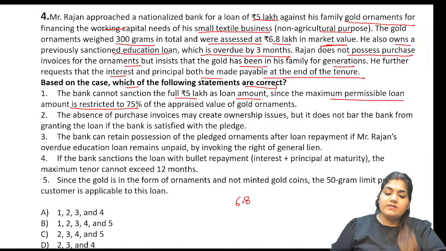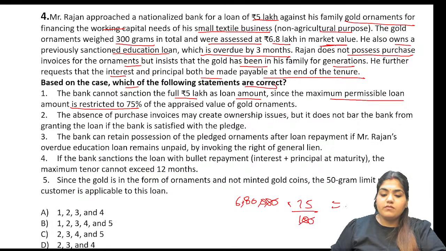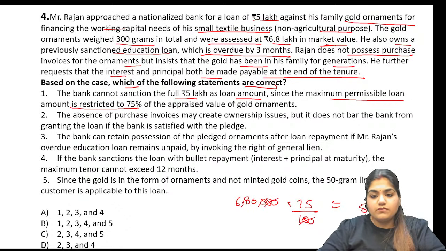6 lakh 80,000 into 75 upon 100 will give us what? Will give us 5 lakh 10,000. Banks cannot give more than 75%. This is the RBI mandate. 75% of the 6 lakh 80,000 is 5 lakh 10,000.